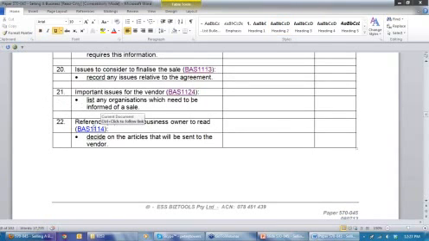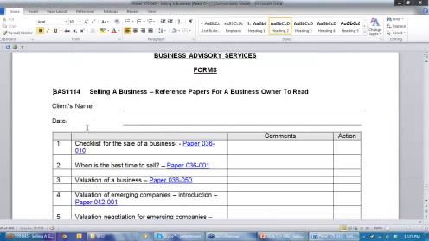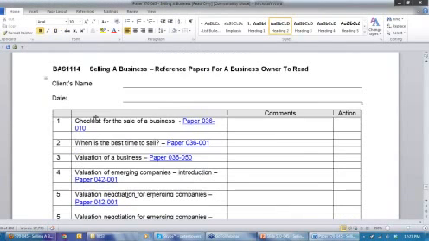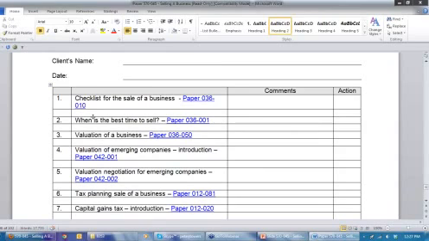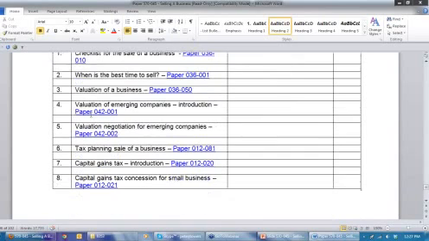Our material includes some reference material that you might like to supply to your client to read so they get a better understanding of this whole process of selling a business and how a business is valued, and some of the tax planning and capital gains tax issues that come into it. Remember what I said earlier, a lot of your clients will only ever sell one or two businesses in their entire careers. They're not used to going through this process.